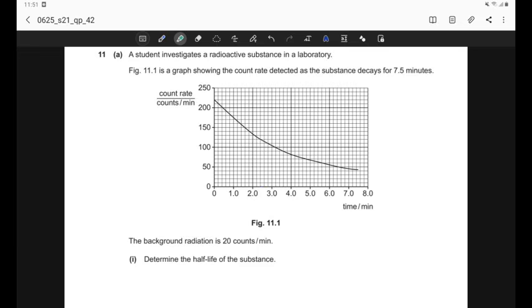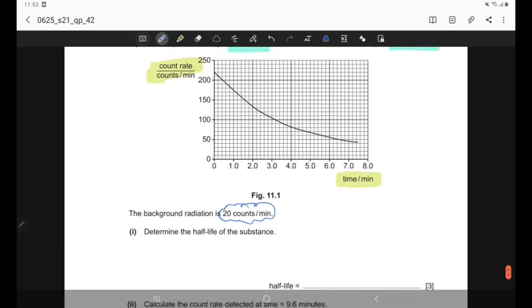Question 11, Part A. A student investigates a radioactive substance in a laboratory. Figure 11.11 is a graph showing the count rate detected as the substance decays for 7.5 minutes. In this question, we are provided with a count rate time graph of a radioactive substance. The background radiation is 20 counts per minute. Determine the half-life of the substance.